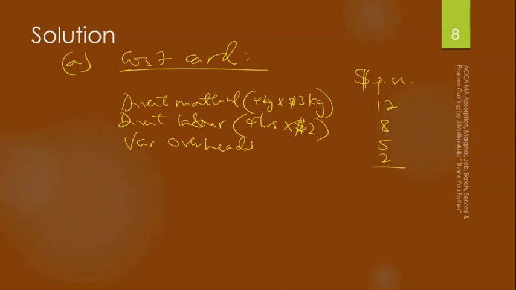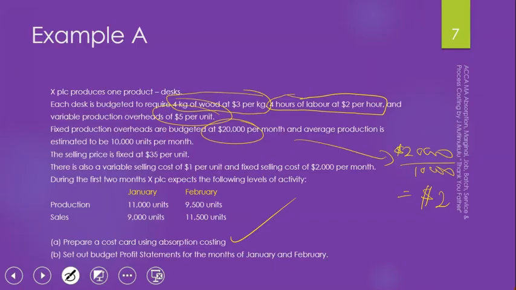So we slot this $2 in here, and then we get our total cost per unit of 12 plus 8 plus 5, 25, plus 2, $27 per unit. Okay, this is total cost, $27 per unit.